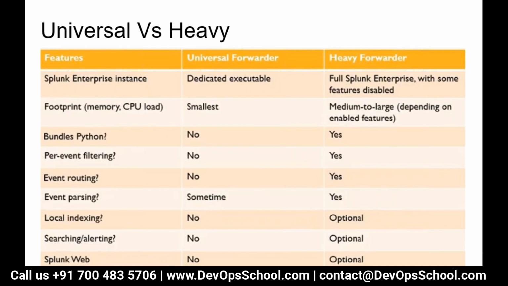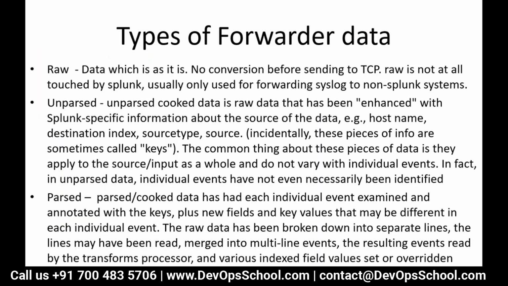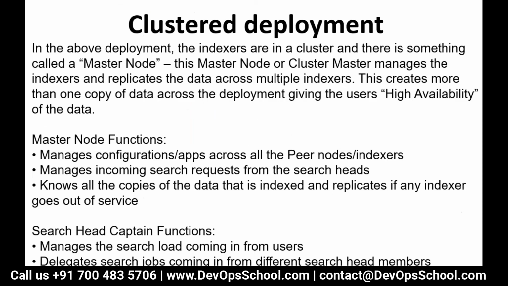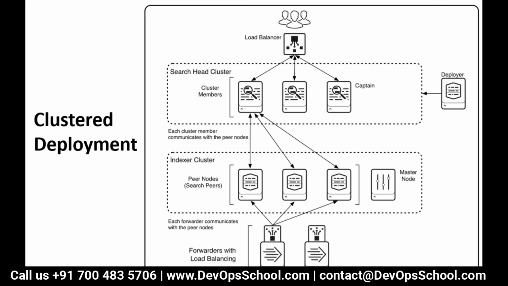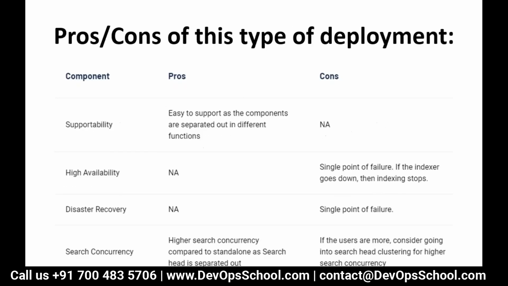If you look at the architecture here, let me go back to that image. Sometimes what happens, the searches happen in the indexer cluster. You send the searches to the index machine. Search is not happening in the search head, search is happening in the indexer machine. So sometimes the indexer has multiple capabilities: searching, indexing, parsing.